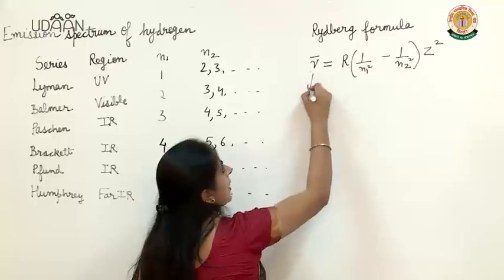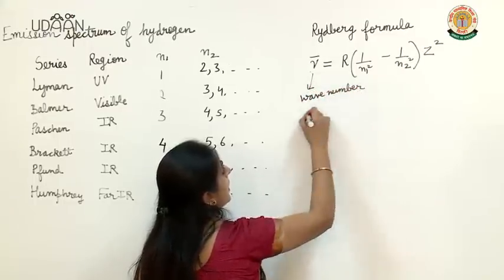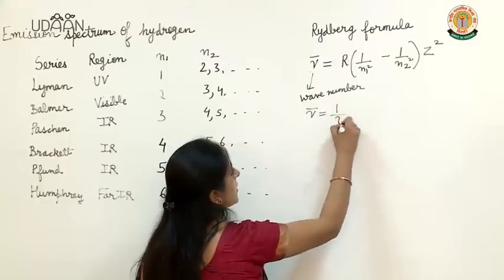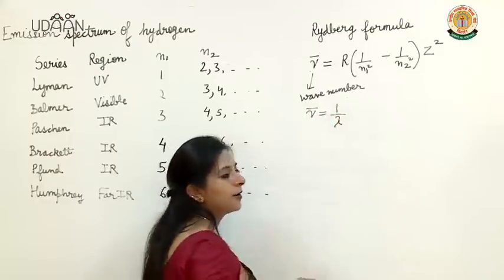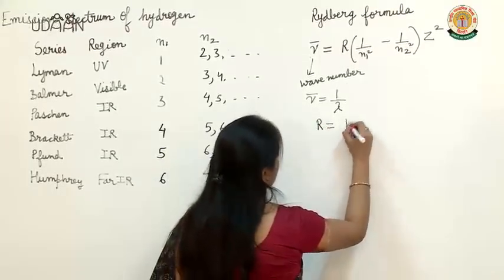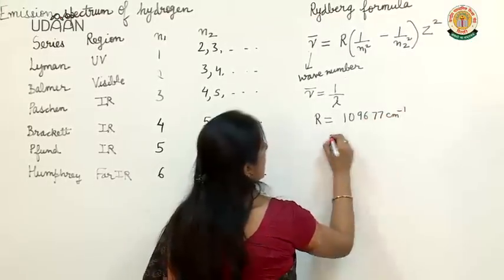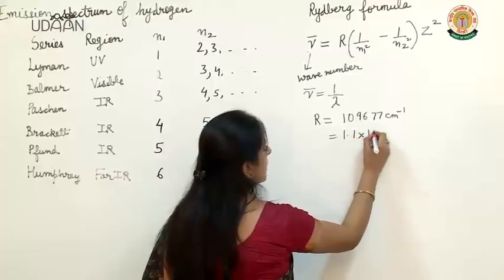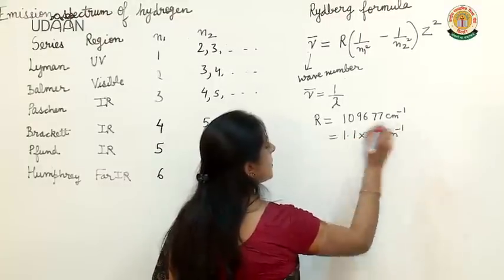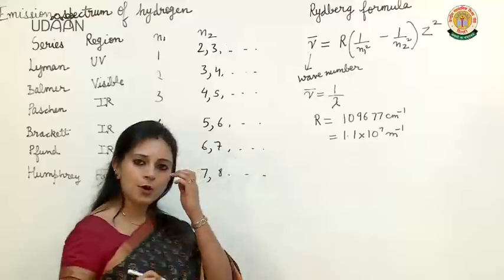Now what is nu bar? Nu bar is the wave number and we can also write it as 1 by lambda, the reciprocal of wavelength. And what is R? R is the Rydberg constant, 109,677 centimeter inverse. It is also equal to 1.1 into 10 to the power 7 meter inverse. Now I will tell you how to solve a problem based on this.